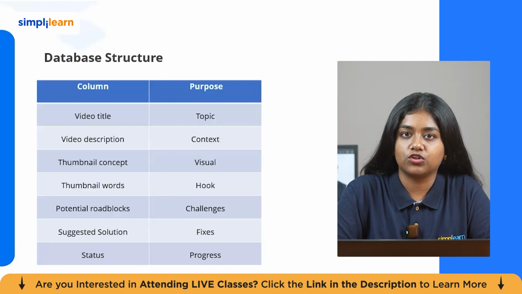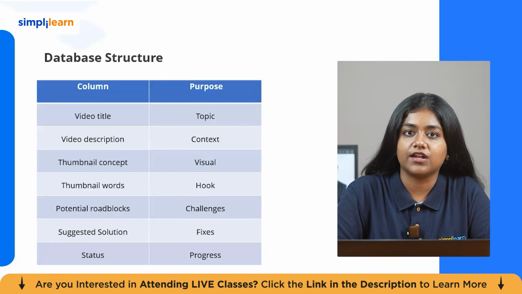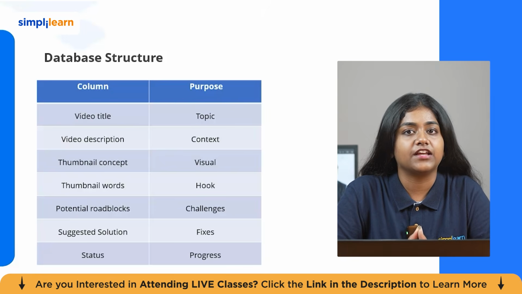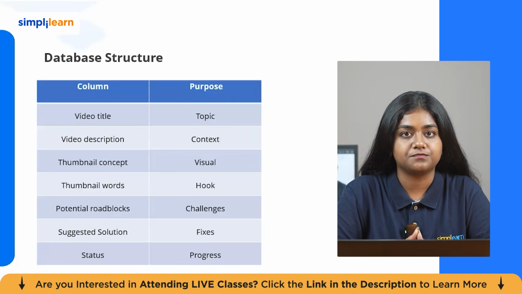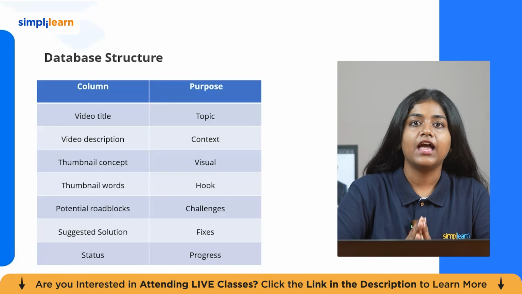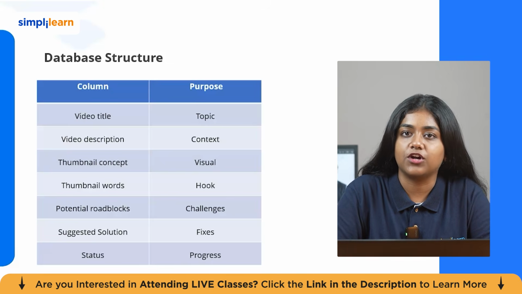Then the three AI autofill columns. Thumbnail words automatically generates 2 to 4 powerful words for thumbnail. Potential roadblocks automatically identify the biggest production challenge for each video. Suggested solution automatically provides one practical fix for that roadblock. And status is a select column showing the production stage. That is, idea, scripting, recording, editing, ready to publish, and published.